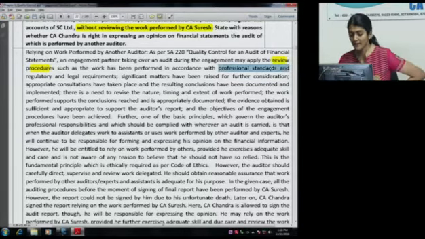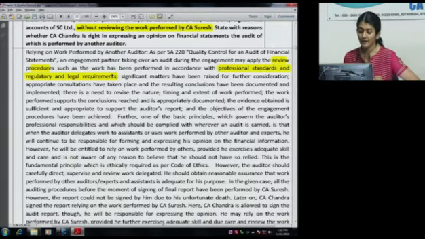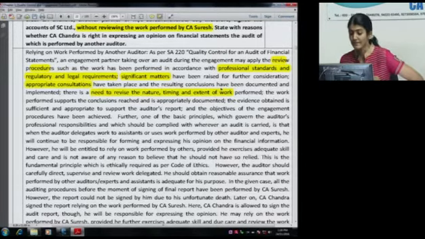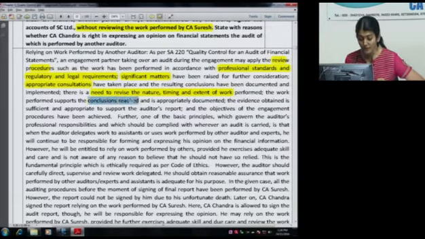Work has been done as per the professional standards and legal regulatory requirements, significant matters have been raised for further consideration, consultation has been taken, any need to revise the nature, timing and extent of work performed. The work performed supports the conclusion reached, evidence obtained is sufficient and appropriate, objectives of the engagement have been achieved. This is what you need to check in the review. Are you all with me?